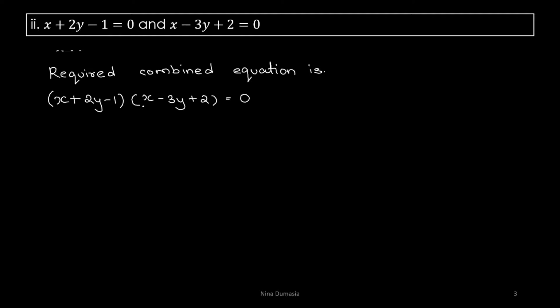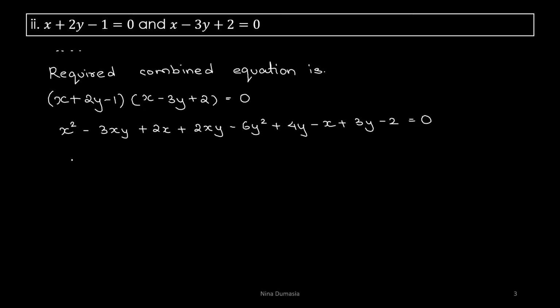we just have to multiply these two. So first of all, I will multiply the second bracket by x. So I get x square minus 3xy plus 2x. Now I multiply it by 2y. So I get plus 2xy minus 6y square plus 4y. And then I multiply everything by minus 1. So I get minus x plus 3y minus 2 is equal to 0.